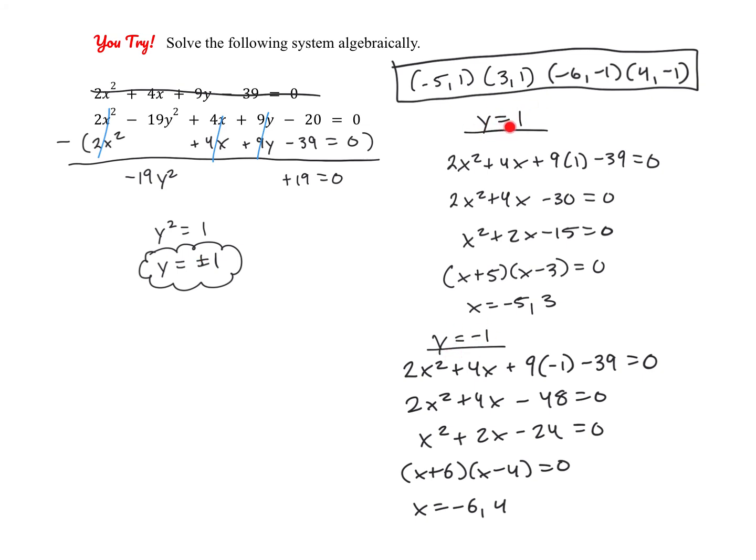So when you substitute y equals 1, you get 2 x values. So that gives us these first two coordinates. And when you substitute negative 1, you get 2 x values. So that gives us our second two coordinates. So this system actually has 4 solutions.